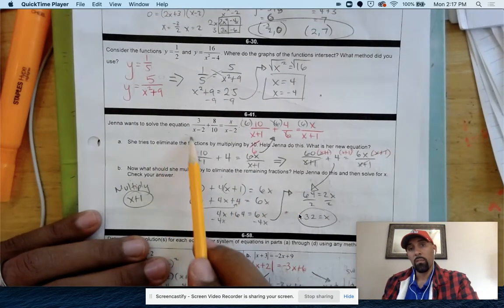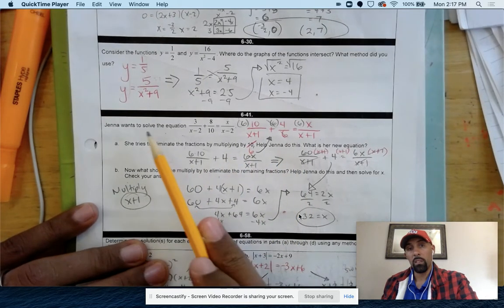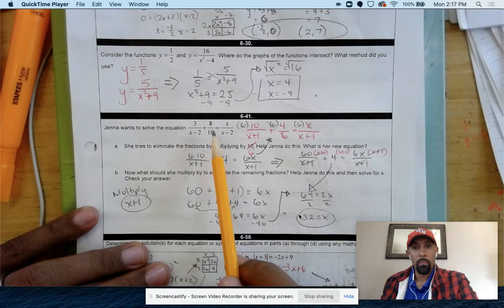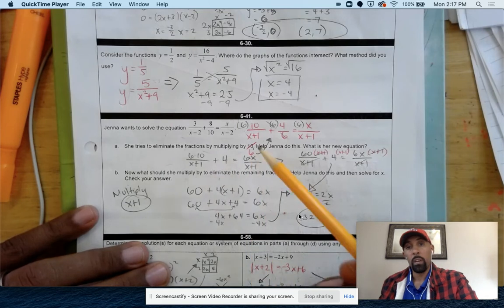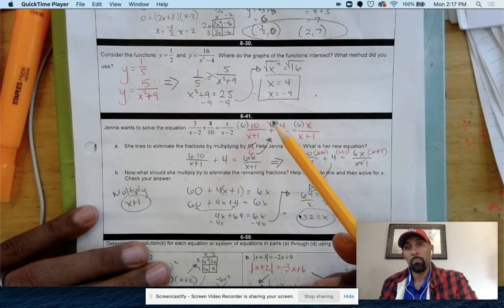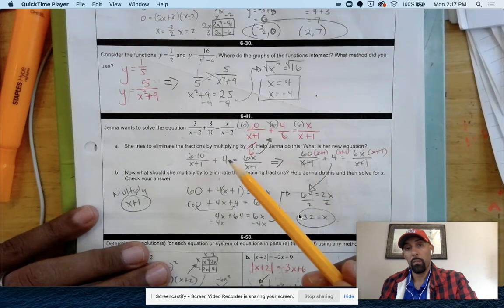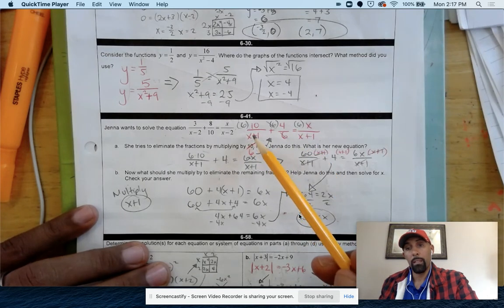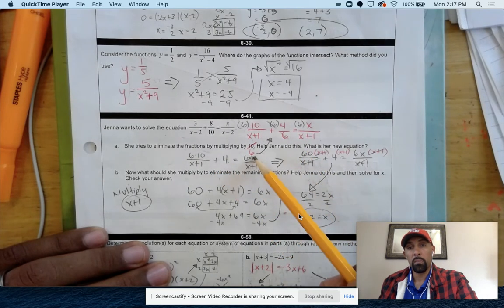This one gives you an equation, and it's asking what if this girl, Jenna, multiplies by 10. What is she going to get on her second step? Well, you would multiply by 10 here. I decided to make my own equation, and I'm multiplying by 6. If I multiply by 6 on the first one, I cross out the fraction that has 6, and I just end up with 4. But the ones that don't have 6 don't cancel, so I multiply the 6 times the 10, and 6 times x, that's what I get here.